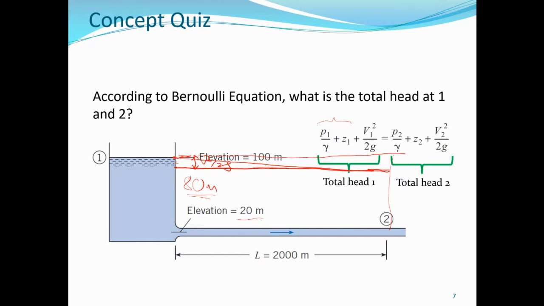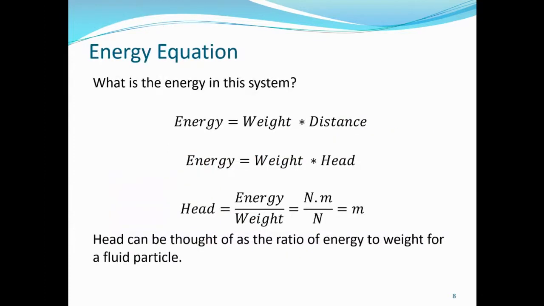As we are going to analyze later, this is usually not the case, because as it is flowing, more often than not in pipe flow, you may not be able to neglect viscous effects. As such, you will have head loss due to friction and other minor losses, as we are going to explain. Now, the energy equation, what is the energy in this system?